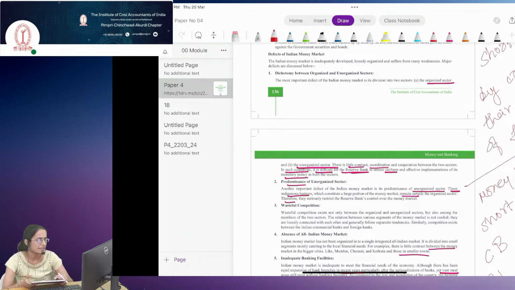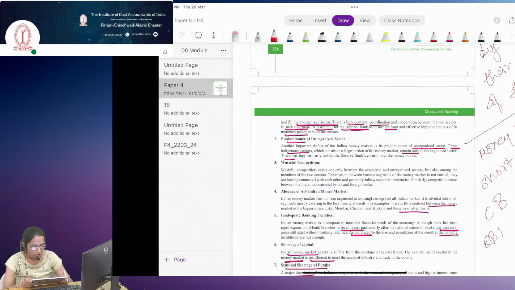Now what we will see? Predominance of unorganized sector. We saw in the unorganized sector there are indigenous banks and money lenders. Another important defect in the Indian money market is the predominance of the unorganized sector. These indigenous bankers, which constitute a large portion of the money market, remain outside the organized sector. Therefore, they seriously restrict the Reserve Bank's control over the money markets.